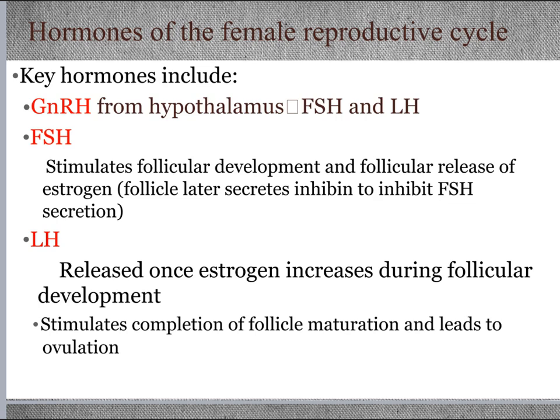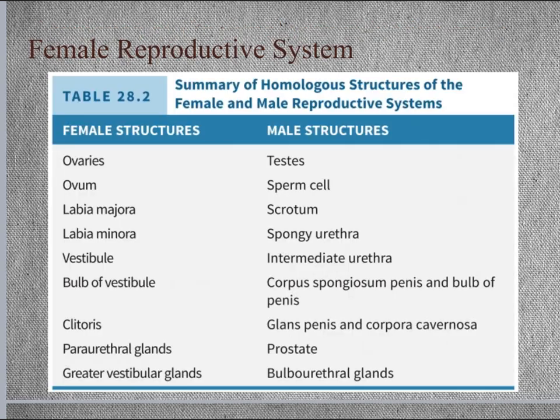Now let's look at some key hormones for the female reproductive system. First, gonadotrophic releasing hormone from the hypothalamus is going to stimulate FSH and LH. FSH is going to stimulate follicular development and follicular release of estrogen, which will later secrete inhibin to inhibit FSH secretions. Luteinizing hormone is released once estrogen increases during follicular development. It stimulates completion of follicular maturation and leads to ovulation. Table 28.2 summarizes all the homologous structures of the female and male reproductive system.